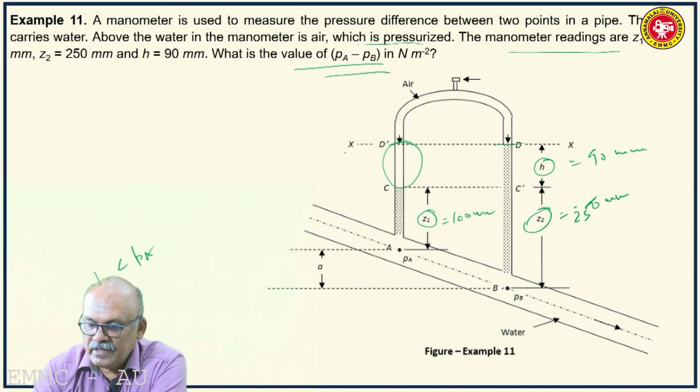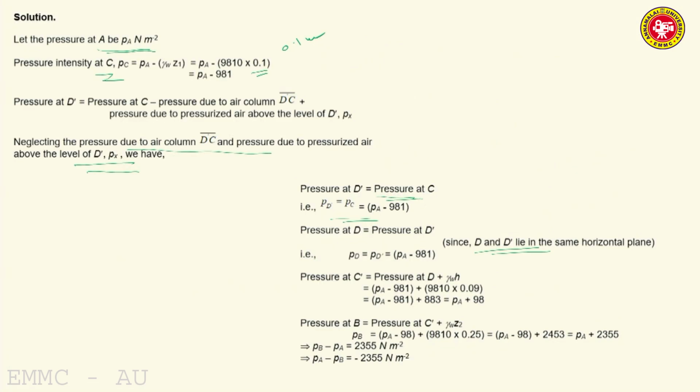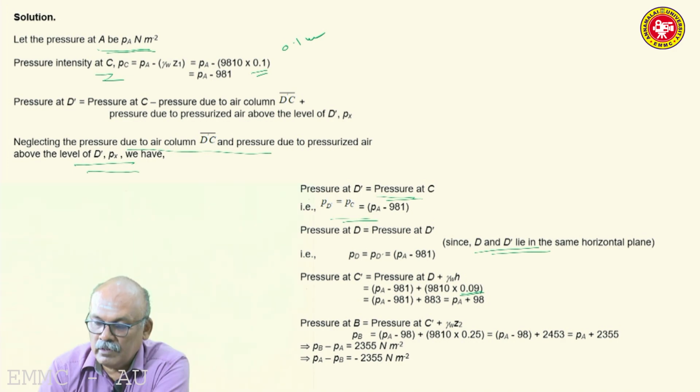Then you come to C dash. Where is C dash? C dash is in line with C. C is the level of liquid in the left limb connected to A. So, C dash. What is C dash? Pressure at D plus H, because when you are going down the pressure increases. So, pressure at C dash will be greater than pressure at D. By how much? By H meters of water column. So, pressure at C dash is equal to pressure at D plus gamma W into H. So, what is H is given as 90 millimeters, that is 0.09 meter. So, you get this much.